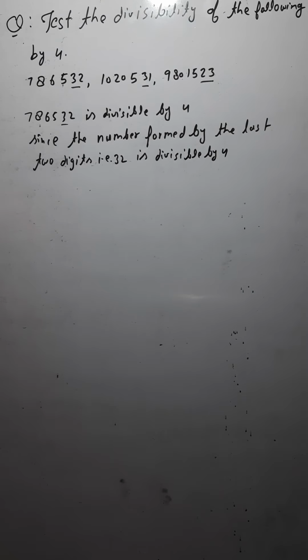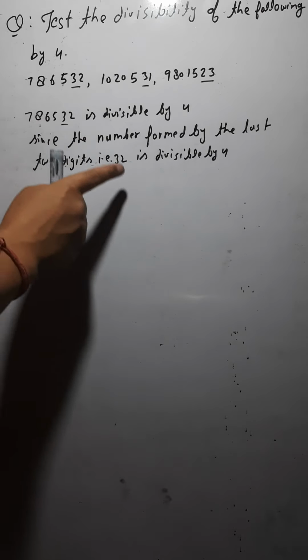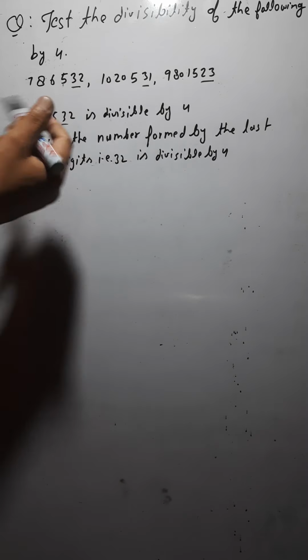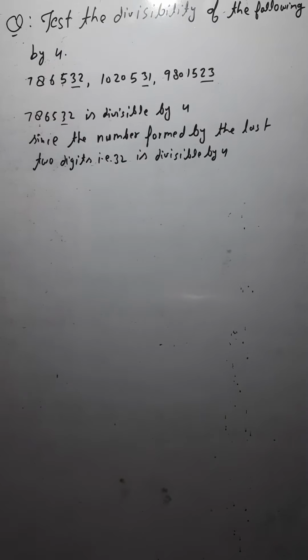Are you getting it or not? Yes. So if the number formed by the last two digits is divisible by 4, then the given number would be divisible by 4. Are you getting this? Yes. So what about the second one here? Whether this number is divisible by 4 or not?